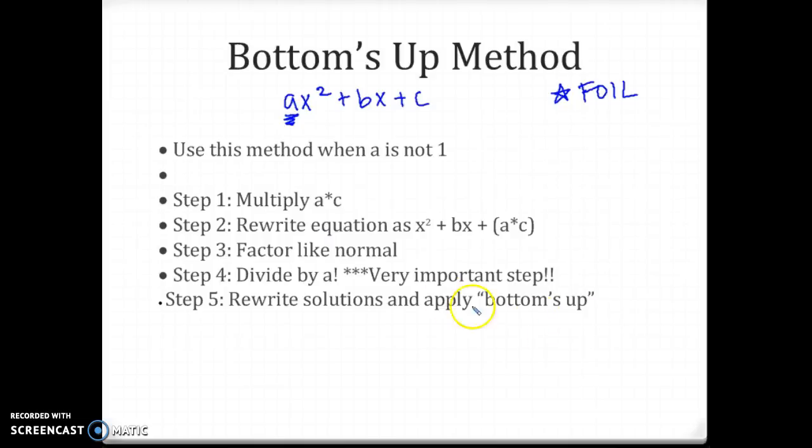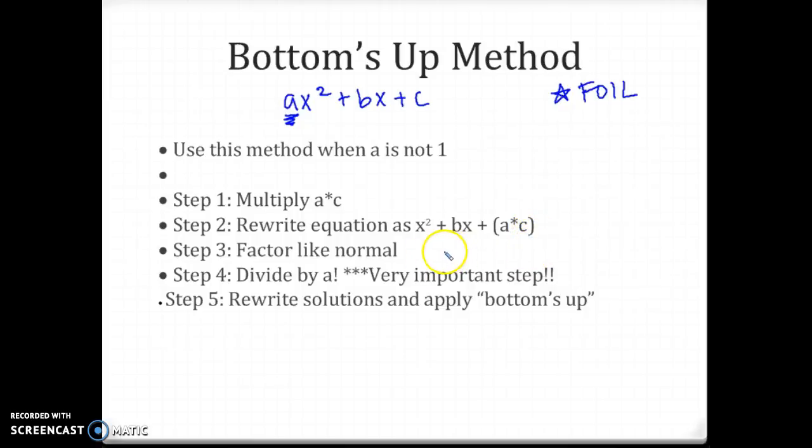First thing we do is multiply a and c. This isn't a bad thing to go ahead and jot down somewhere so that you can refer back to it in class and then as we continue on in the unit. So we multiply a and c, whatever your a and c are. It's like we're temporarily moving a to make it part of c, because then we're going to rewrite the equation as x squared, so a is 1 now, plus whatever your b is, bx, plus whatever a times c was.